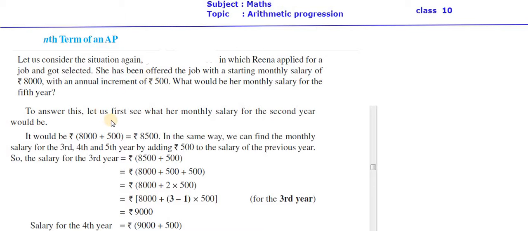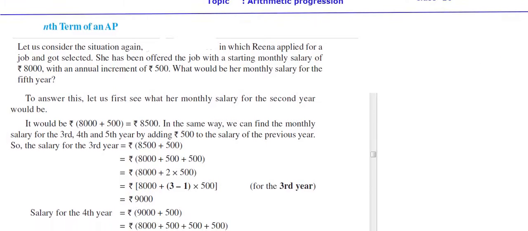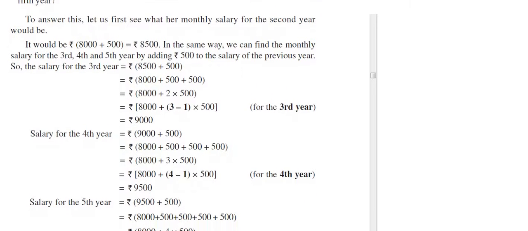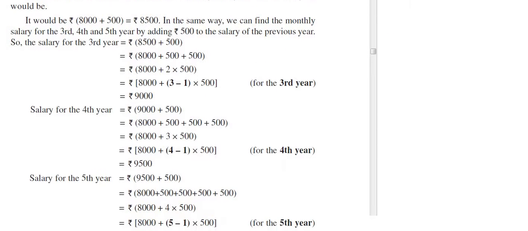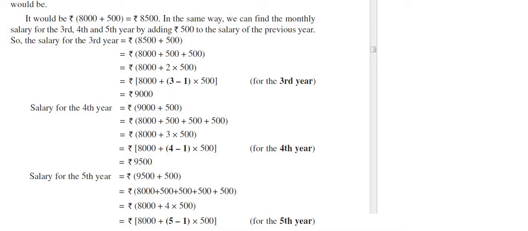To answer this, let us first see what her monthly salary for the second year will be. Here they solved this using some of the basic concepts of AP. The second year is 8,000 plus 500, so it is 8,500. For the third year, 8,500 plus again 500, it is 9,000. For the fourth year, 9,000 plus 500, 9,500, and for the fifth year, 9,500 plus 500, it is 10,000. So our salary is 10,000.